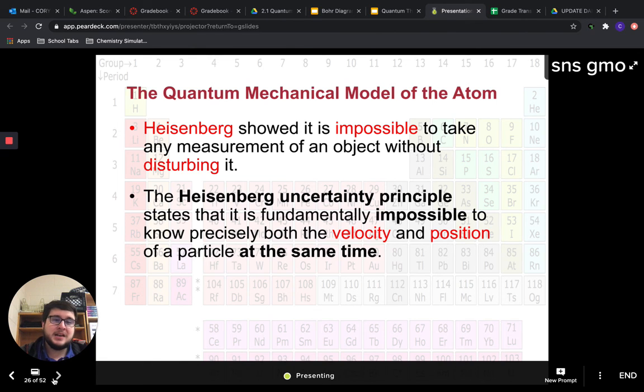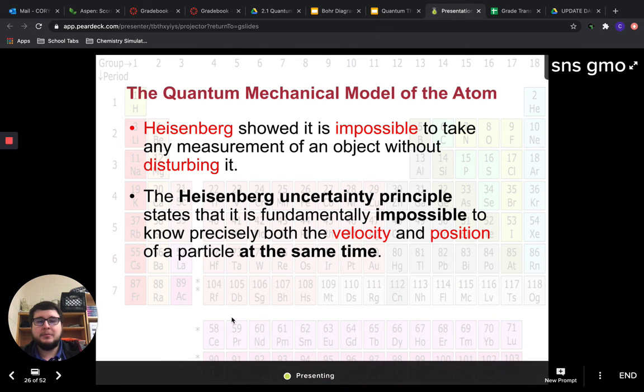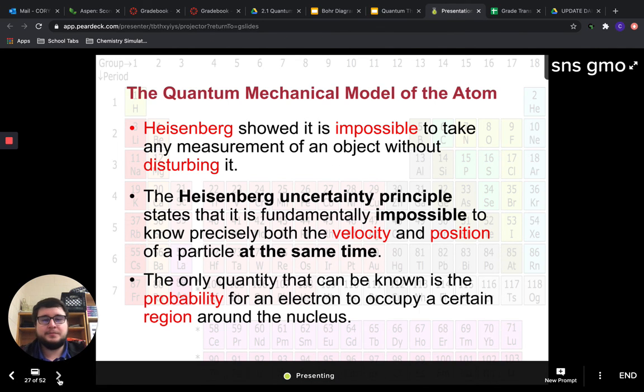He comes up with his Heisenberg uncertainty principle, which states that it is impossible to know both the velocity and position of a particle at the same time. I can't know exactly where a particle is and how fast it's traveling at the same time. It's just impossible to know for something that small. The only quantity that can be known is the probability, or how likely you are to find an electron in a certain area around the nucleus. So the only quantity we can know about a particle like this is the probability for an electron to occupy a certain region around the nucleus.